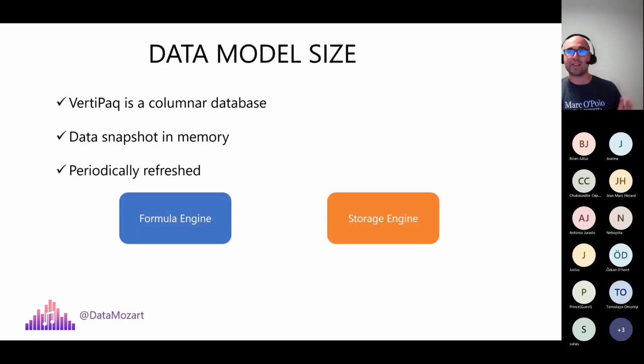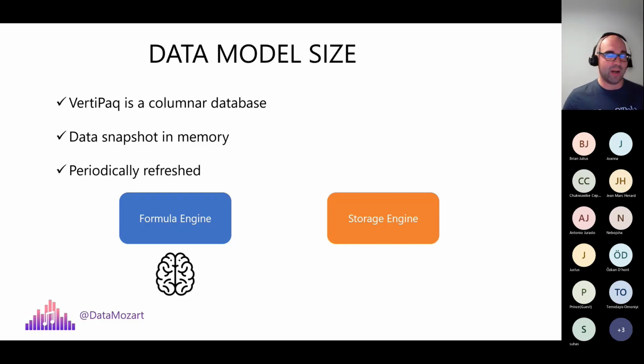To understand how things work in the background, you should be able to distinguish between formula engine and storage engine, two key components of this underlying architecture. Formula engine represents the brain of Power BI. When you write DAX, formula engine translates DAX to a specific query plan, and that query plan consists of a set of different physical operations such as joins, aggregations, filtering, and so on.